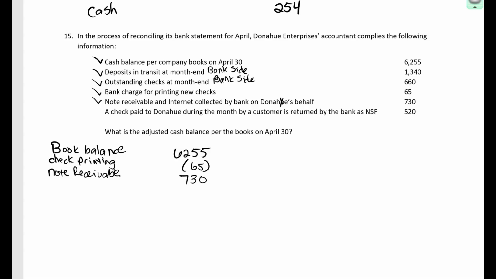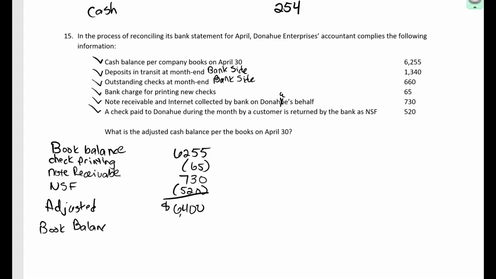And then check paid to Donahue during the month by a customer is returned as NSF. So the NSF, we added the money to our account, but then their check bounced, so we need to take it back out of our account. $6,400 is our new adjusted book balance.